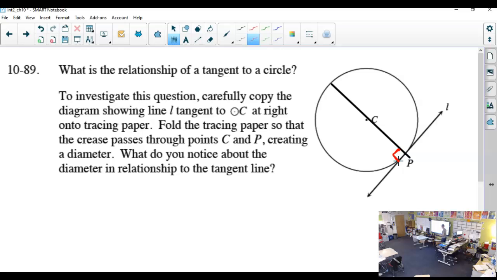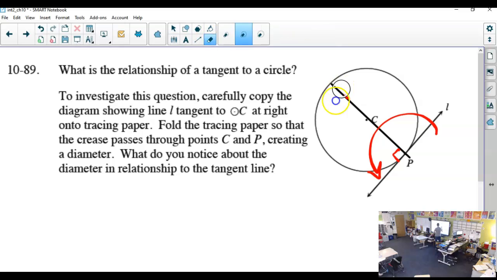So if you make a circle on your tracing paper, and this is up to you, and you draw a tangent line, and you fold the tangent line through point P back onto itself, then we'd have a fold right here, a diameter of our circle, as we talked about 2 days ago.